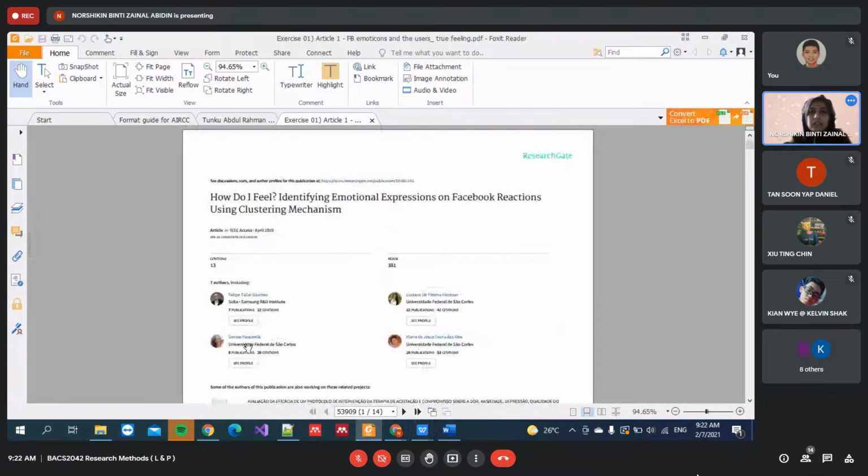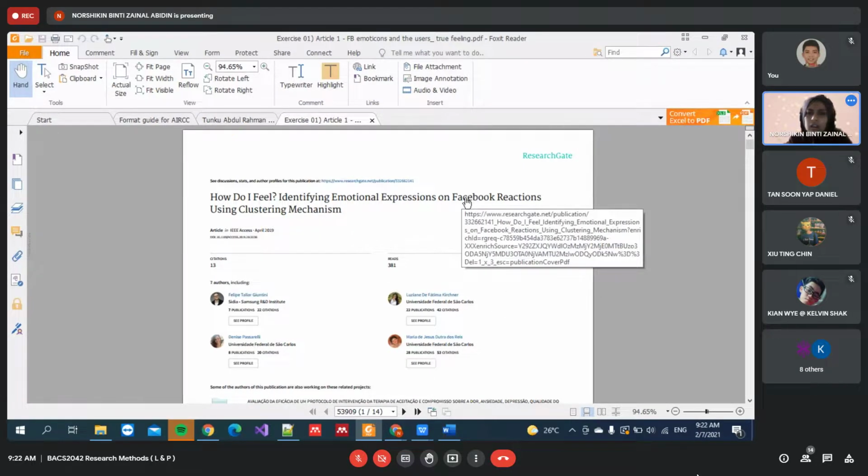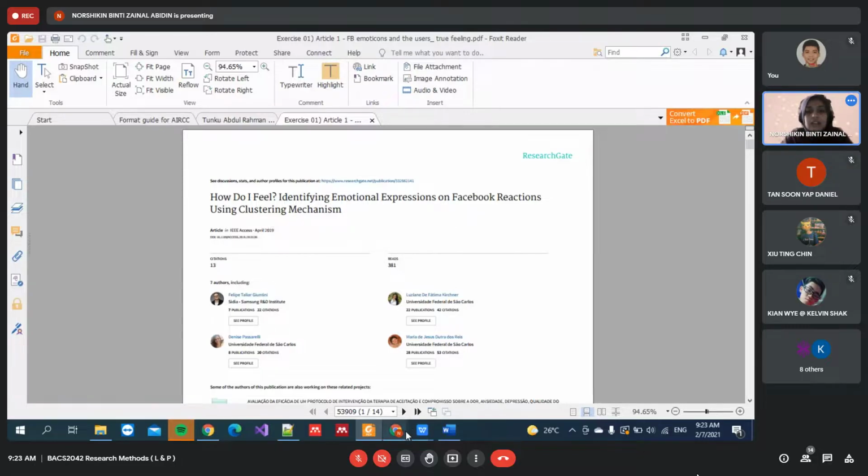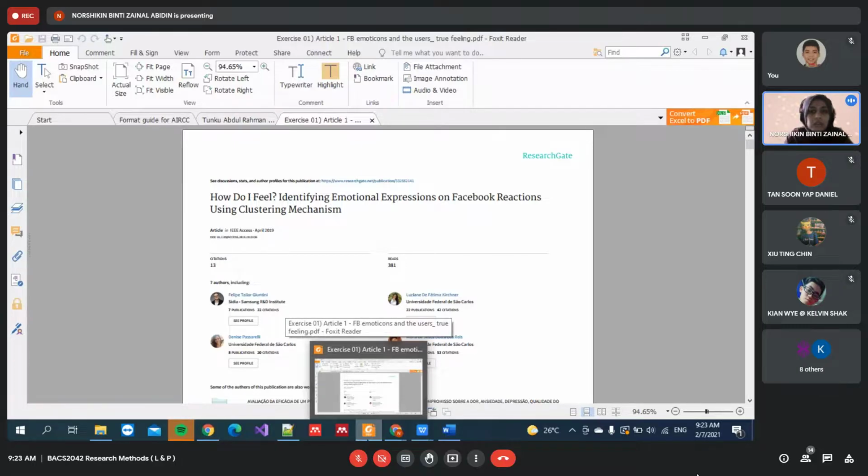For example, if my research has to do with Facebook reaction or clustering mechanism, I need to search for any paper or any research that has been done that is related to my current research. So that's what LR is. You need to go and look for others' work.